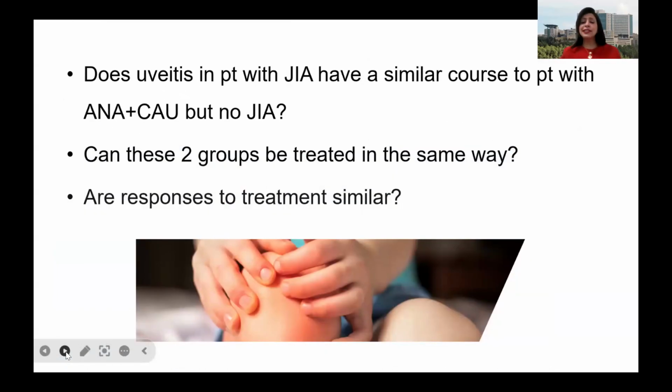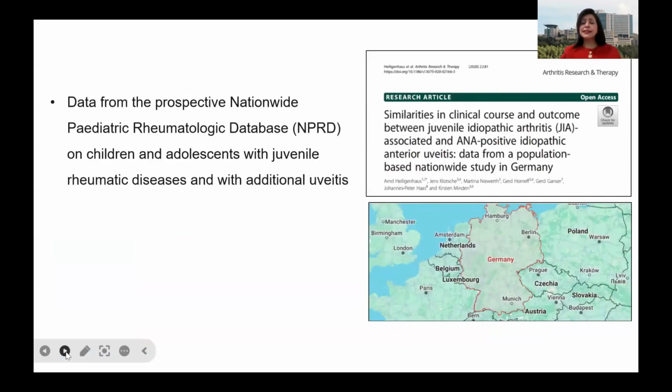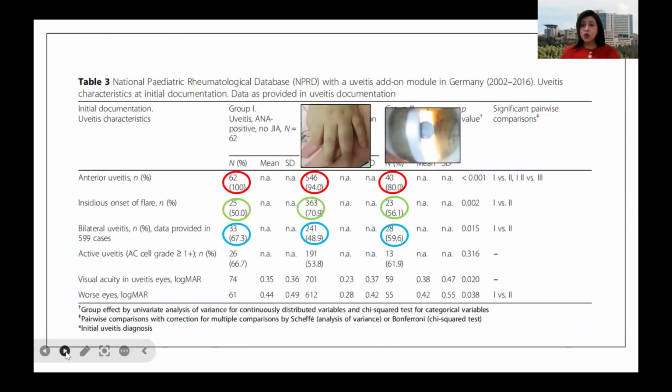So what are the similarities and the differences between patients who have idiopathic chronic anterior uveitis and patients who have JIA uveitis? This study extracted data from the prospective nationwide pediatric rheumatologic database. And in this study, patients were stratified into 3 groups. Group 1 were the patients who only had uveitis without arthritis. Group 2 had arthritis first, and Group 3 had uveitis first.